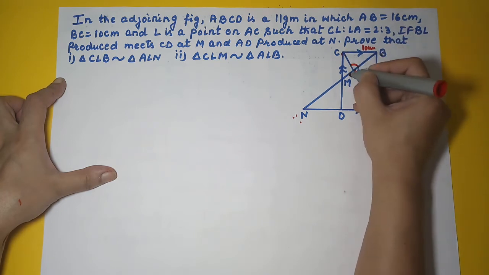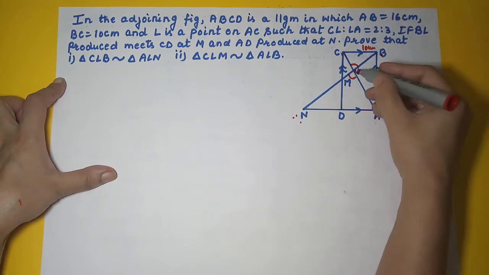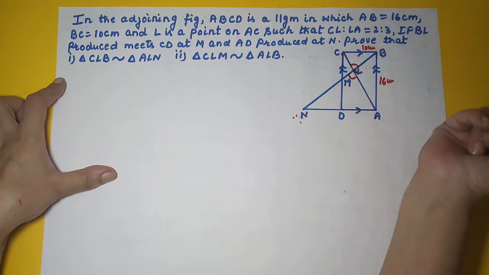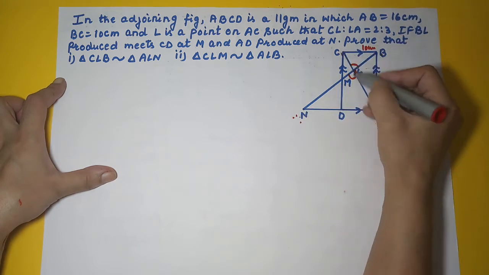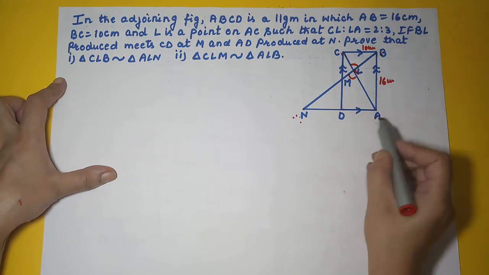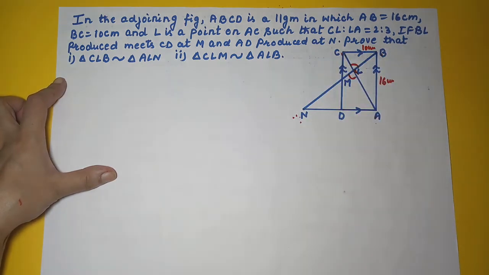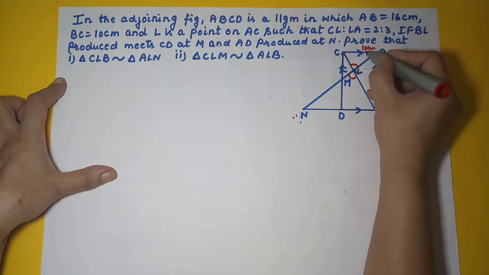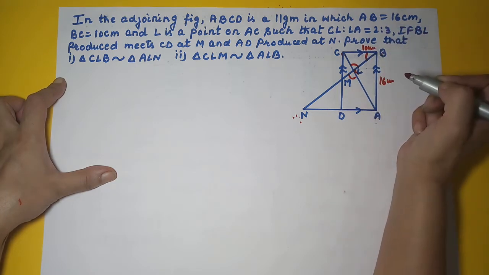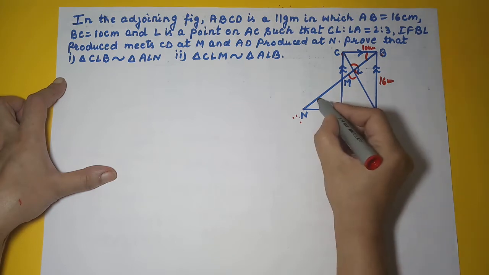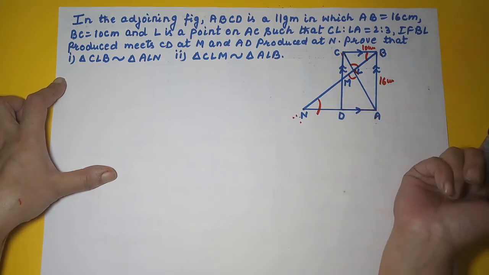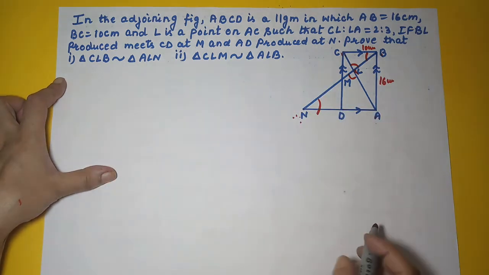In triangle ALN, angle ALN is equal to angle BLC, right? Vertically opposite angles. And since ABCD is a parallelogram, so we can say that this angle is equal to this angle, alternate angles, right? So two angles we have found. So these two triangles are similar.